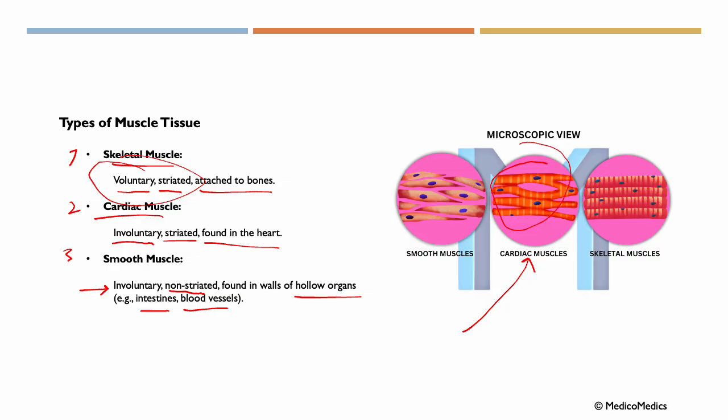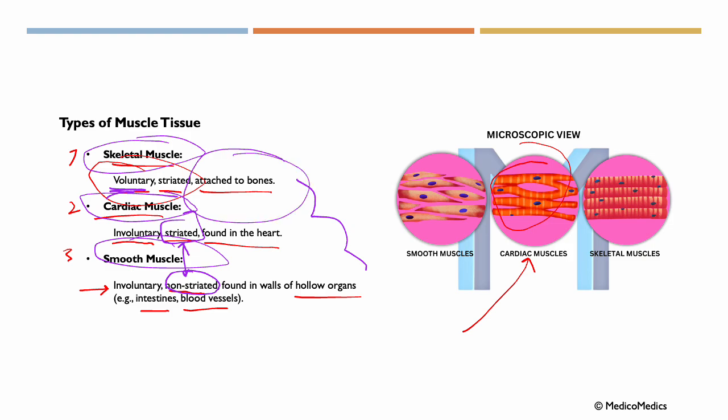So the key bit to take here is that skeletal muscle is voluntary. All right? Cardiac muscle and smooth muscle are involuntary. What sets them apart is that cardiac muscle is striated, while smooth muscle is non-striated. And they are found in different locations: skeletal muscle is attached to bones. Cardiac is found in the heart. Cardiac stands for heart. And smooth muscle can be found in the walls of organs like the intestines and our blood vessels.